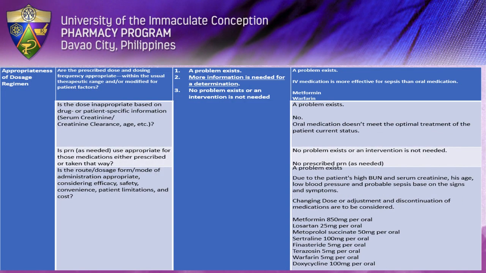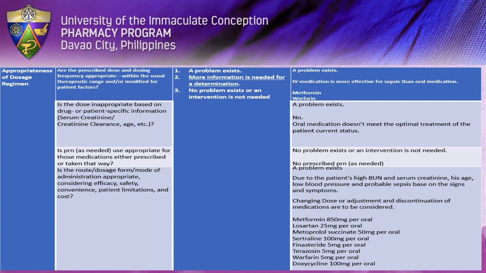Appropriateness of dosage regimen. Are the prescribed dose and dosing frequency appropriate within the usual therapeutic range and/or modified for patients' factors? A problem exists. IV medication is more effective for sepsis than oral medication, warfarin, metformin. Is the dose inappropriate based on drug or patient-specific information? A problem exists. No, oral medication doesn't meet the optimal treatment of the patient's current status.